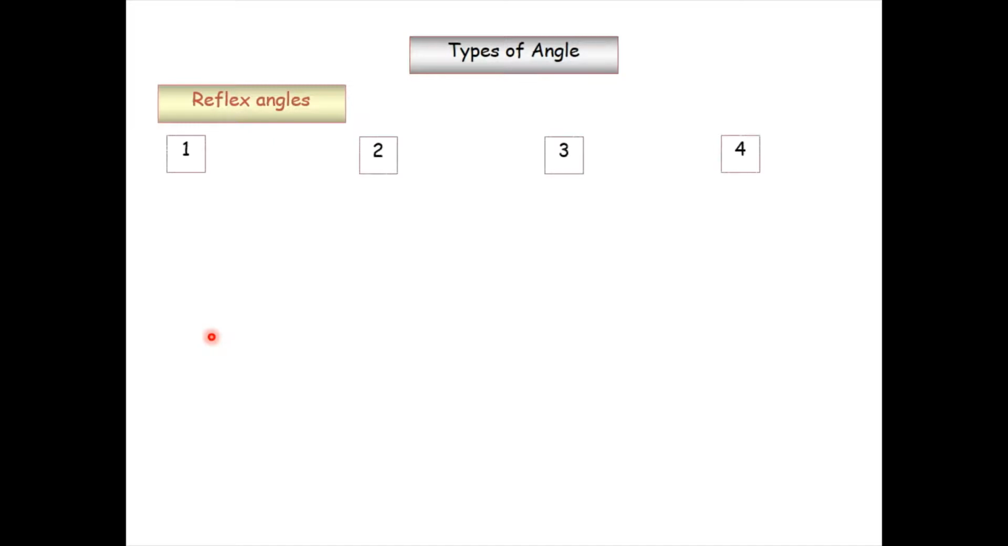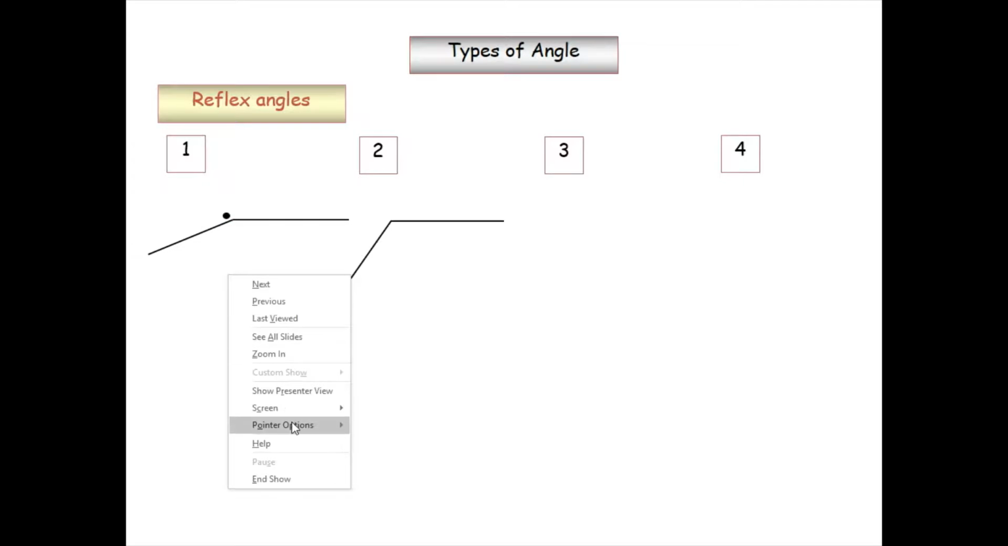And then we have finally a reflex angle. A reflex angle is one which is greater than 180 but less than 360, or a full turn. Now the angle would actually be drawn on the outside. Look where the dot is.